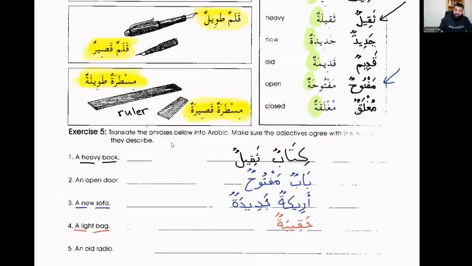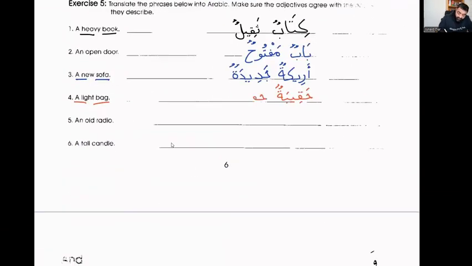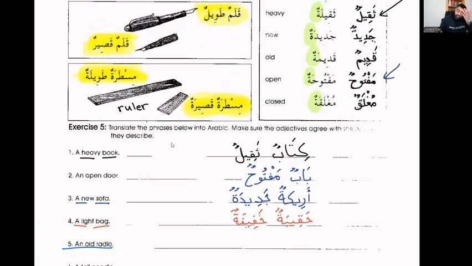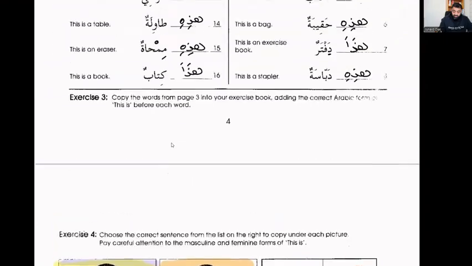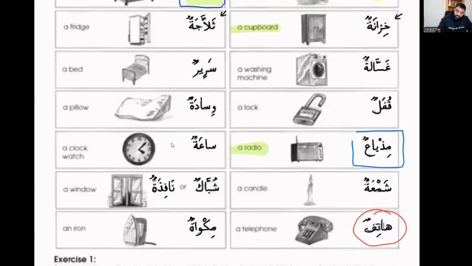Haqibatun. And then I want the word for light. It would be خفيفة. That's perfect. MashaAllah. Khafifatun. Very good. Okay. An old radio. So what do we start with first? The radio. So let's see, where is the radio? It was here somewhere. There we go. It's an odd word, but it's okay.